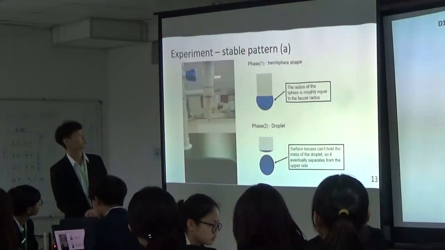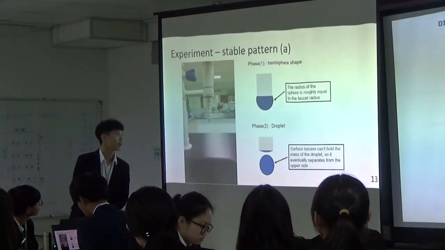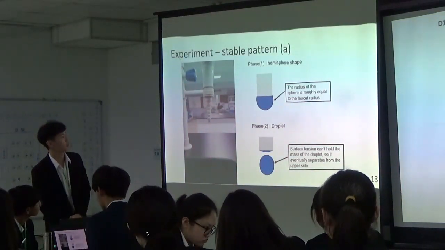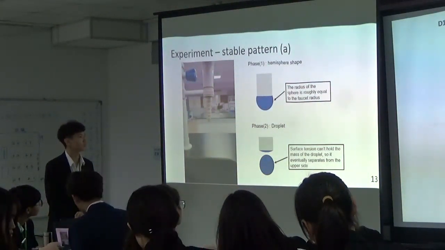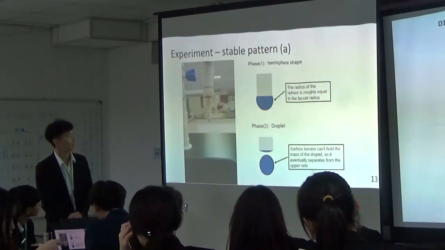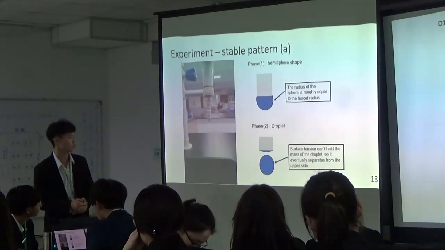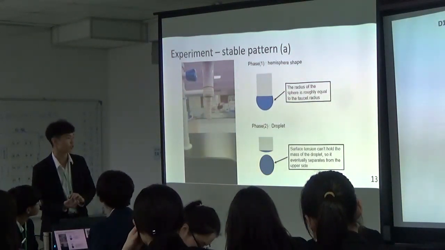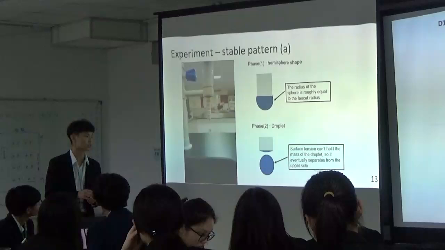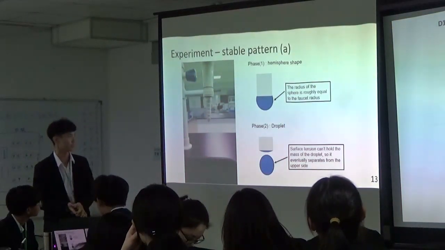Next, we are going to describe the shape of our dripping. The radius of the sphere is roughly equal to the faucet radius, and at the next moment, the surface tension can no longer hold the mass of the droplet, so it will eventually separate at the upper side.